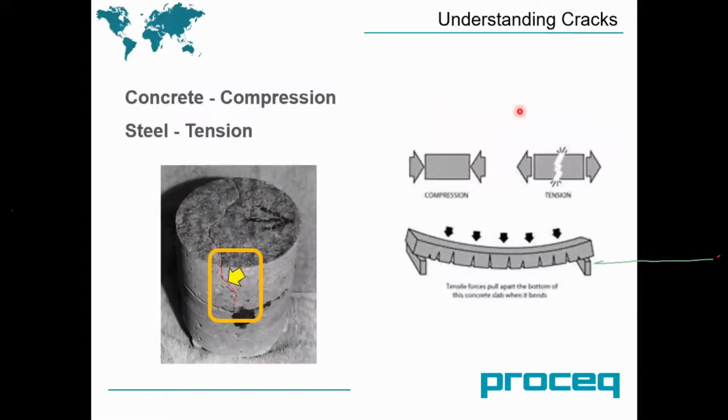Okay, so all of us know that concrete is good in compression, but weak in tension, right? So that's why you put rebars in the concrete. So let's look at here. You can see a crack on the surface. When I core out, you can see the crack goes down, but once it hits the rebar, it stops, right? So the crack stops there.